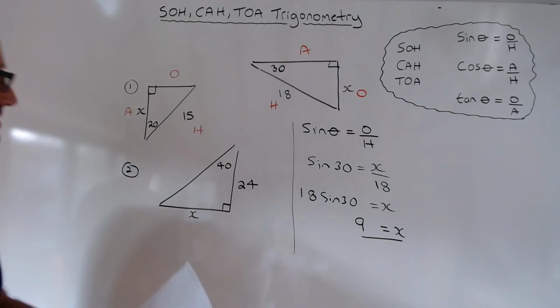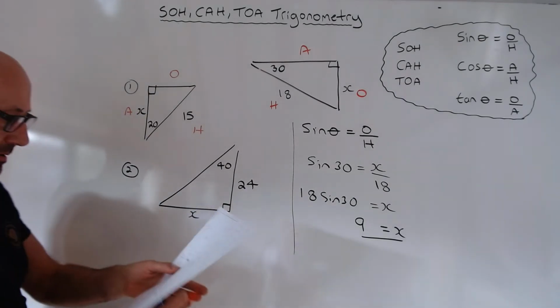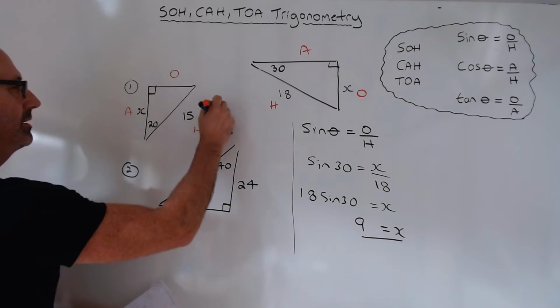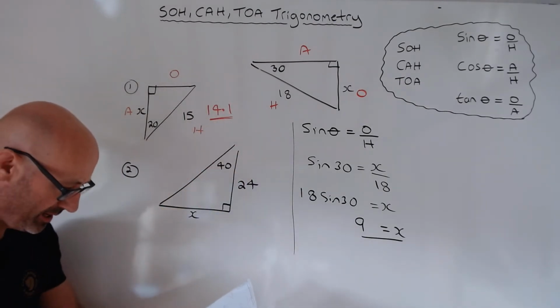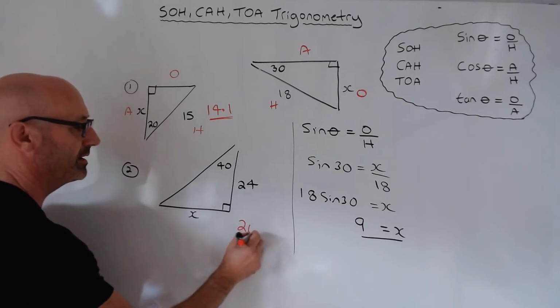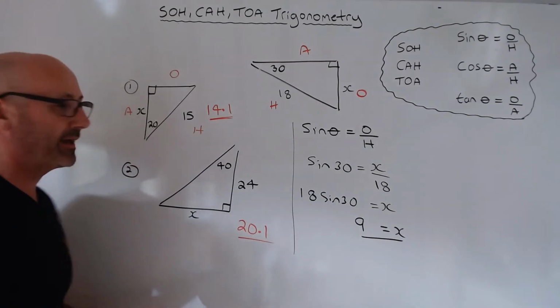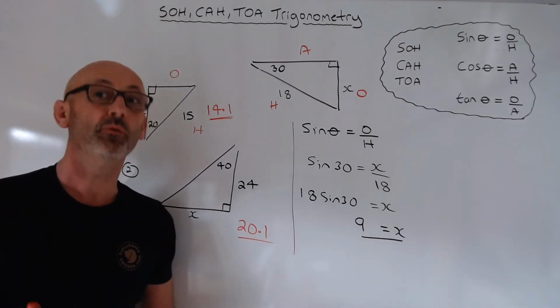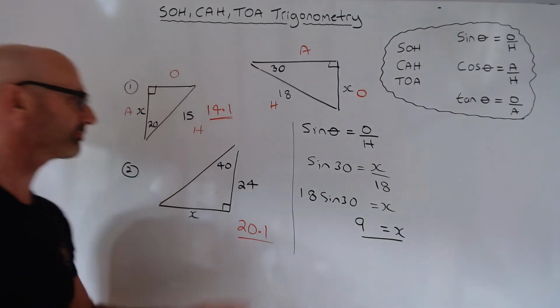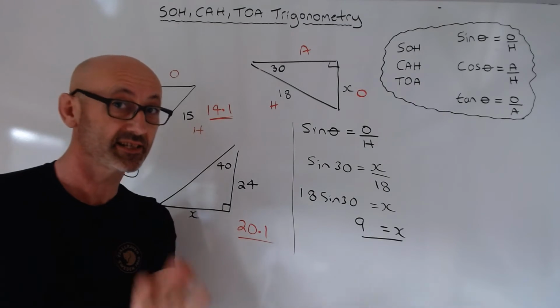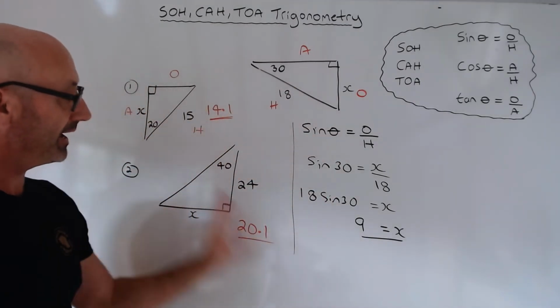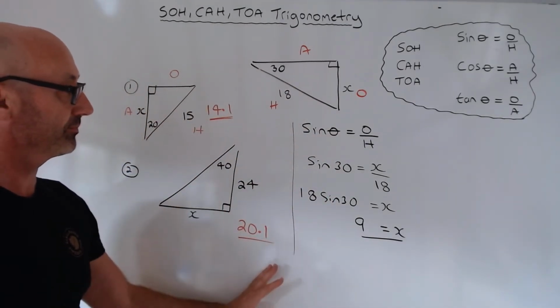Now the answers are 14.1, hope you got that right, and 20.1. That's rounded to 1 decimal place. Okay, so this is the first step. There's 3 distinct steps, okay, and this is the easiest.